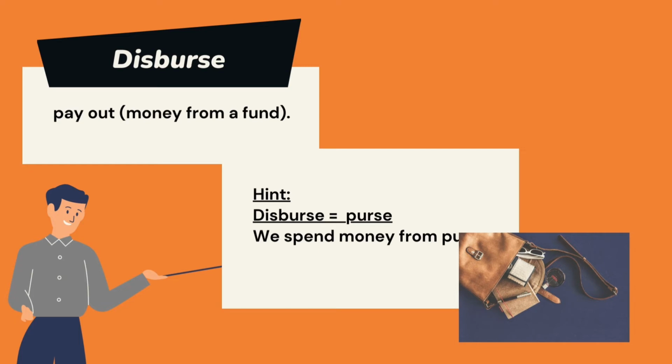Our next word is disburse. Disburse means to pay out money from a fund. To memorize this word, you can make a hint like disburse, purse. Whenever we take out money from the purse, we spend the money, we disburse the money. We spend money to buy clothes, to buy food, to buy new luxuries, and we disburse money.